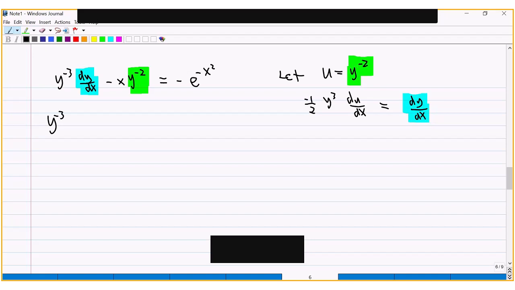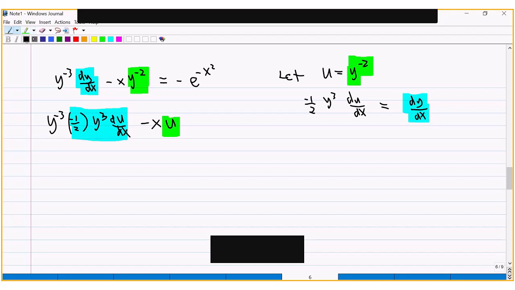dy dx is minus half times y cubed du dx. So dy dx is actually this one. And then the other one is minus xy. So minus x, y power minus 2 is u here. So I use the green color one. So I get just substitution.